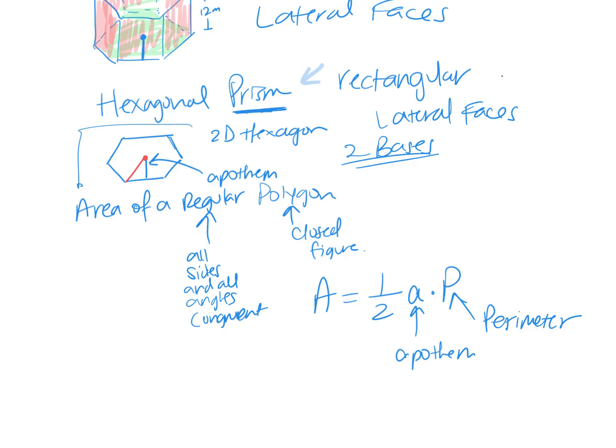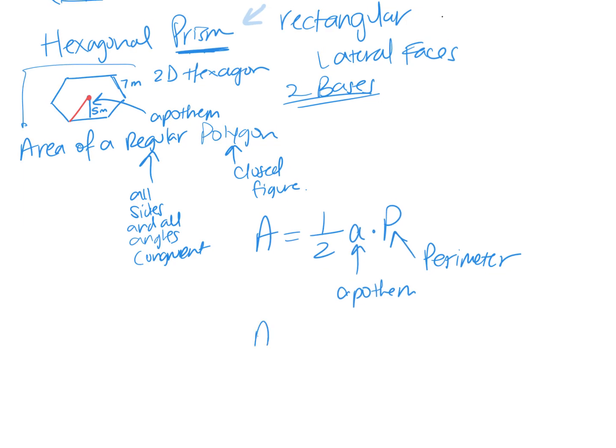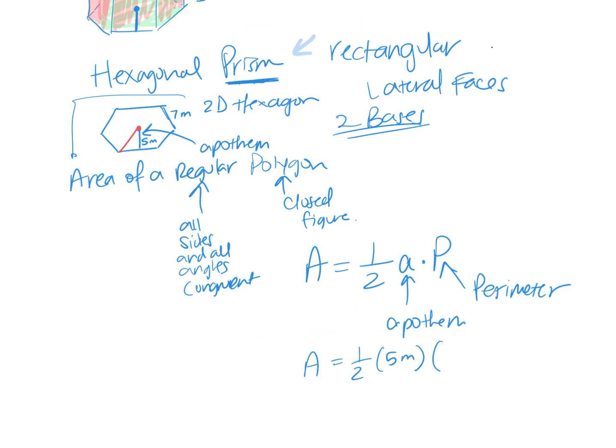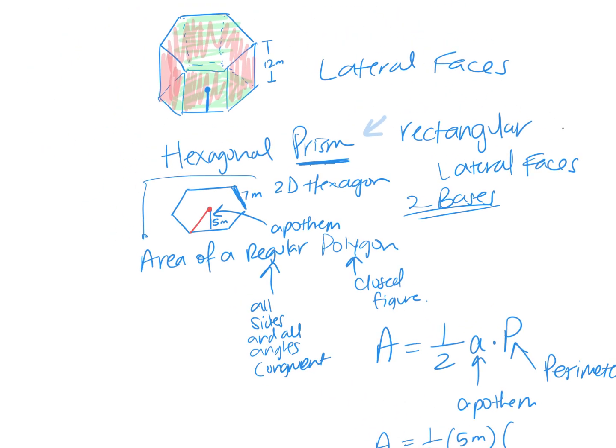Any questions on that? No. To use that formula, you need to know what the apothem is, and you need to know what the perimeter is. So let's say the apothem is 5 meters, and one side of the hexagon is 7 meters. We need to use the formula area equals 1/2. The apothem is 5, but for the perimeter, it's a regular hexagon, so all the sides are the same. All the sides are 7.